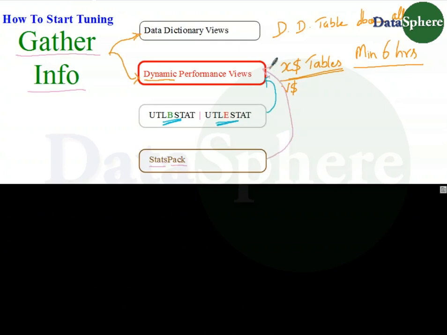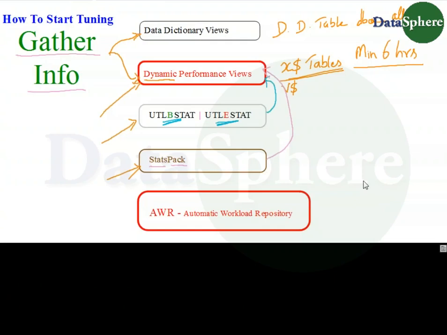Now, when we consider dynamic performance views, utlbstat/utlestat, or even Statspack, these were used by administrators. So Oracle gradually introduced a lot of automatic features to cater to that. Oracle introduced one more component called AWR, Automatic Workload Repository. The first advantage of AWR is that it is available by default with our database.